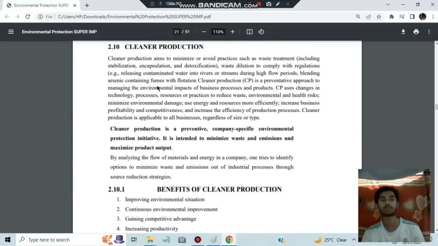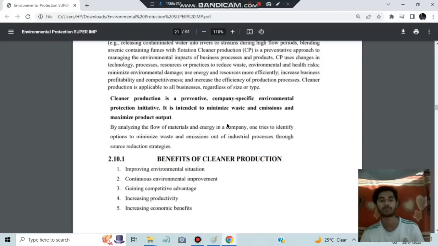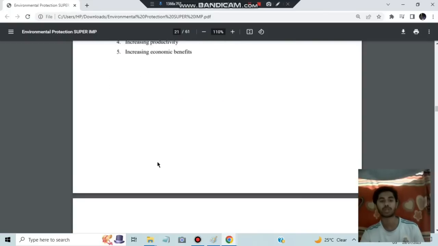And cleaner production basically means whatever you are producing as a product is in a clean form. It does not have harmful elements, or during its preparation you did not use any harmful treatments, or you did not throw away harmful things which were produced. It aims to minimize and avoid practices such as waste treatment, including stabilization, encapsulation, and detoxification, and waste dilution to comply with the regulations. We are reducing the waste. That's basically the main key point here. Okay, the benefits are given here, go through it.